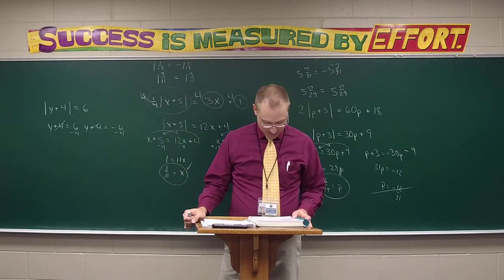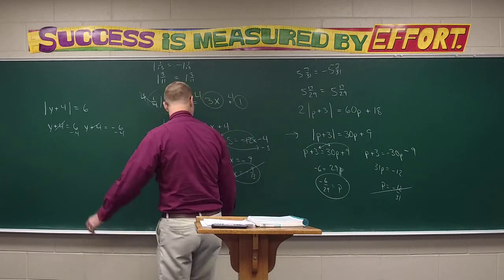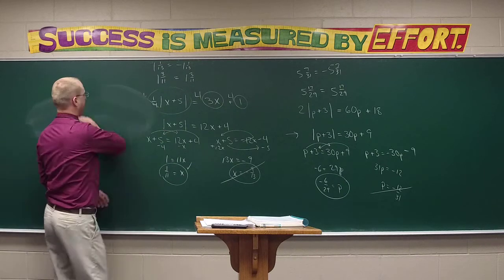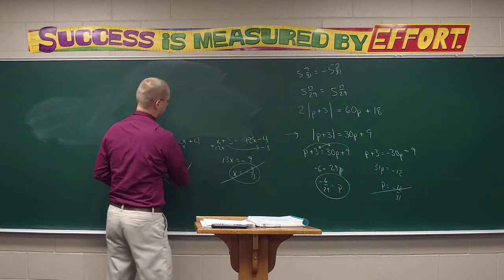All right, number 21. Inequalities. I don't set it equal to positive, negative. Number 21, what do I do in relation to the positive, negative? Because obviously the absolute value has already been isolated. Michael?